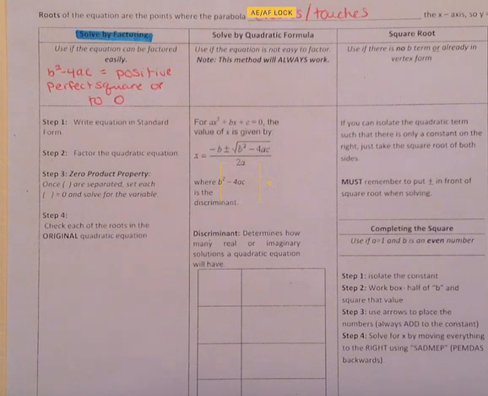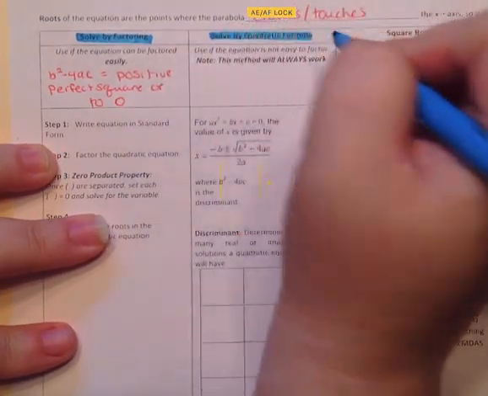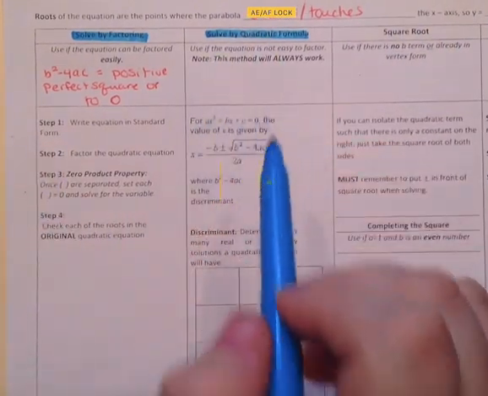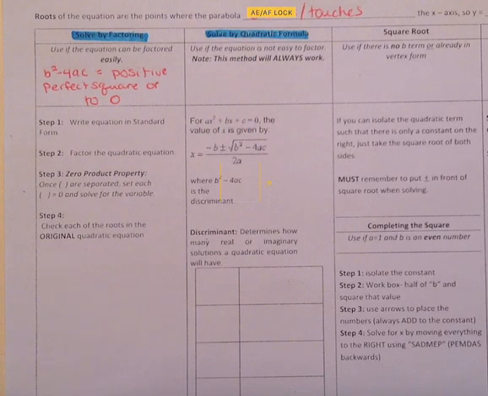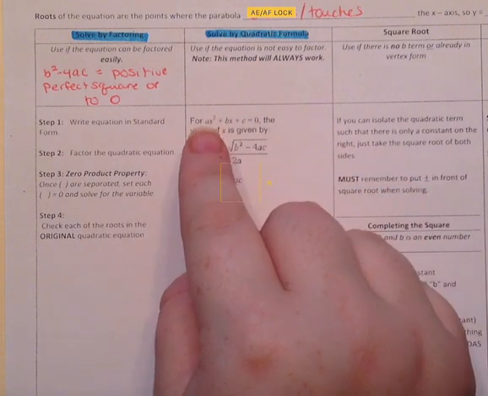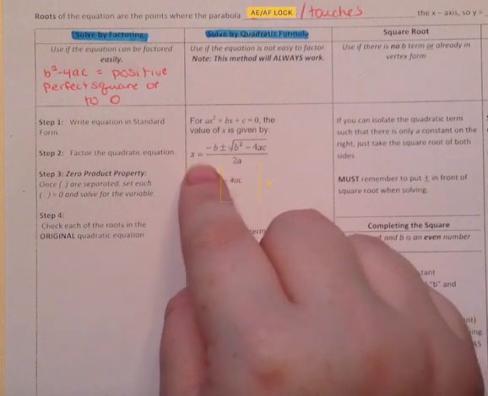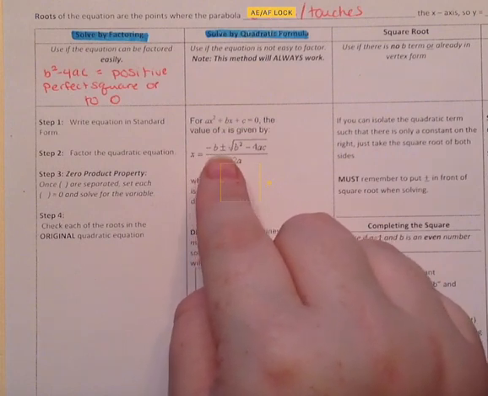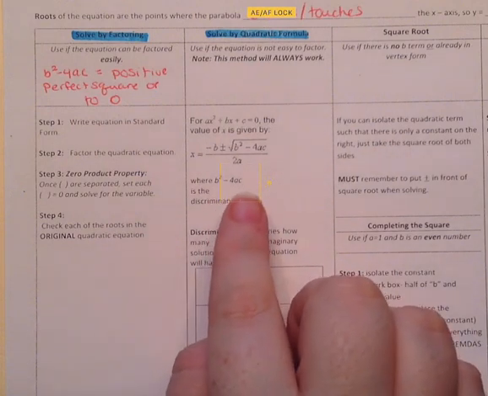The second method is called solve by quadratic formula. The quadratic formula is used if the equation is not easy to factor. This method will always work because even if it gives you imaginary solutions, you will always be able to find your solutions. For ax squared plus bx plus c equals 0, the value of x given by the quadratic formula is x equals negative b plus or minus the square root of b squared minus 4ac all over 2a, where b squared minus 4ac is the discriminant.